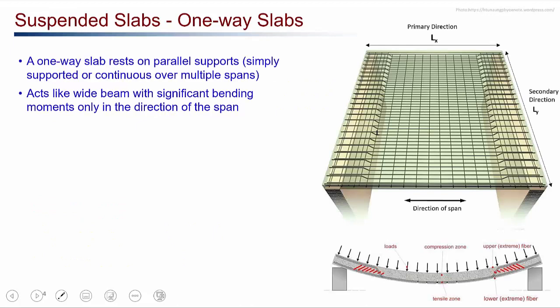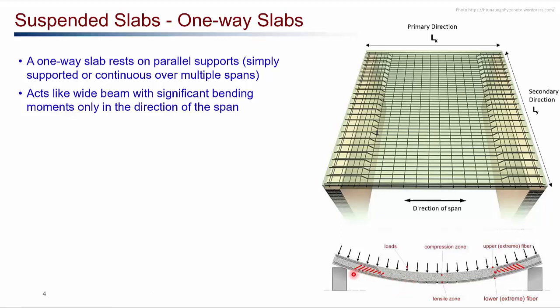The suspended slab can be divided into two types again, one-way slabs and two-way slabs. A one-way slab rests on two parallel supports only. The slab can be simply supported or continuous over multiple spans. As you can see in the figure here, the slab is resting on two parallel supports. That means it will bend in only one direction. There will be significant bending moment only in one direction, as you can see in the figure here. It is bending in one direction.